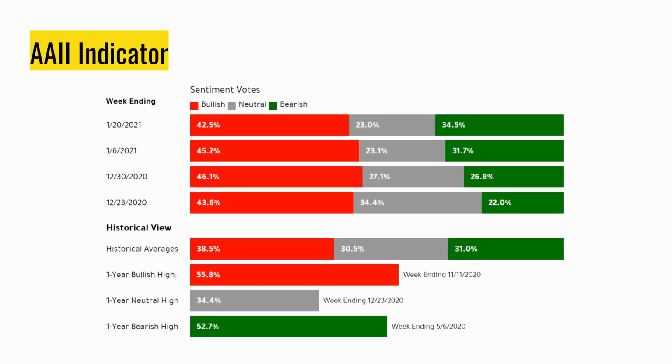Let's look at the AAII indicator. We see that for the week of January 20th, 42.5% are bullish, 23% are neutral, and 34.5% are bearish. We see that we became less bullish overall and a bit more bearish. To be honest, I don't use sentiment-based surveys, but they could probably be useful when people are extremely bullish or bearish, as it can allow you to set up your contrarian opinion trade.